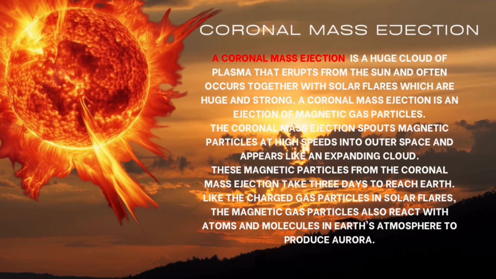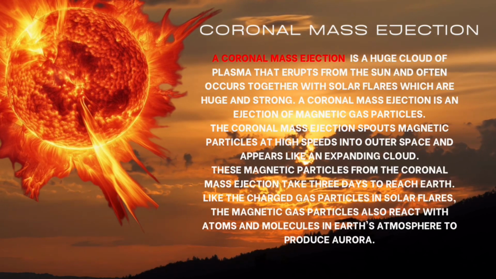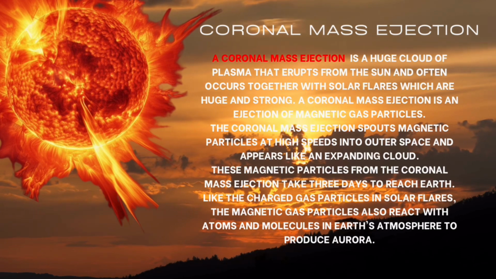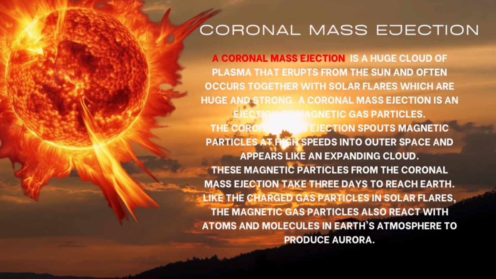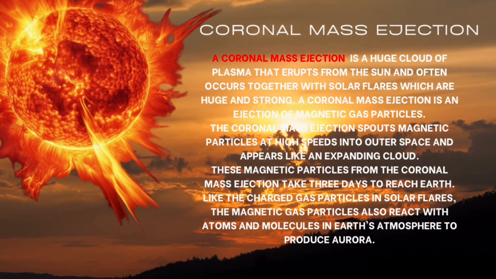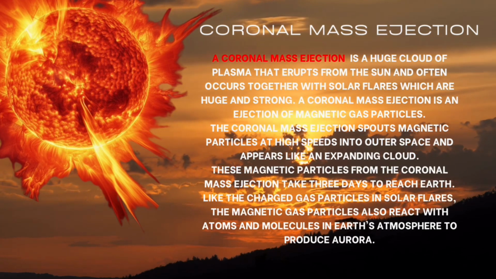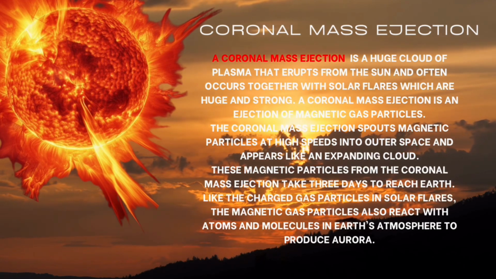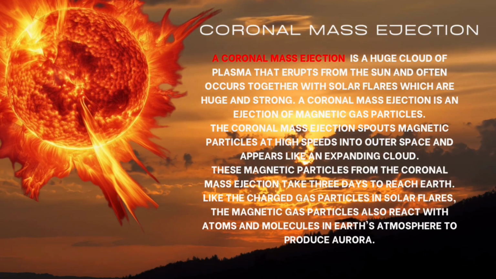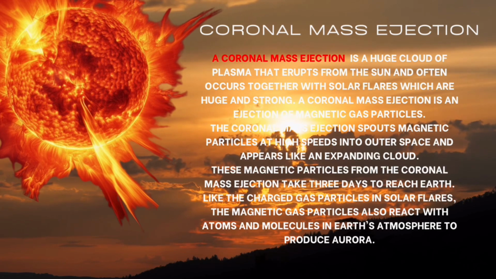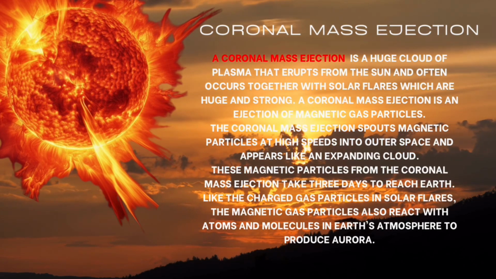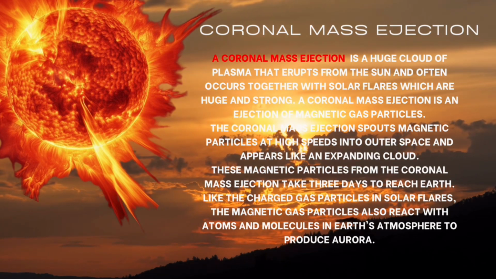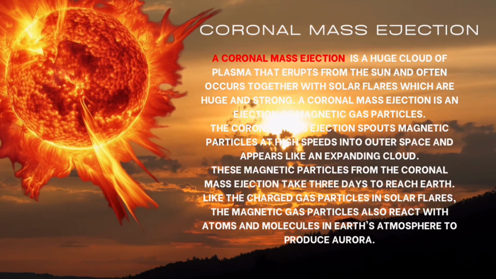Coronal mass ejection. A coronal mass ejection is a huge cloud of plasma that erupts from the sun and often occurs together with solar flares, which are huge and strong. A coronal mass ejection is an ejection of magnetic gas particles. The coronal mass ejection spouts magnetic particles at high speeds into outer space and appears like an expanding cloud. These magnetic particles take 3 days to reach Earth. Like the charged gas particles in solar flares, the magnetic gas particles also react with atoms and molecules in Earth's atmosphere to produce aurora.